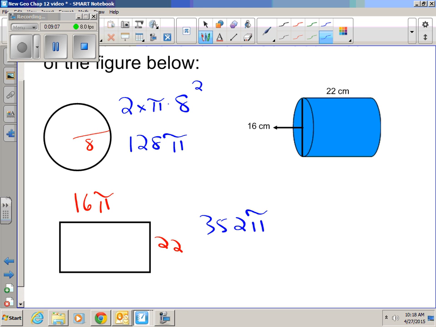My total surface area, I'm going to add the 128 pi and the 352 pi. So add these two, I get 480 pi, which is approximately 1,507.2.